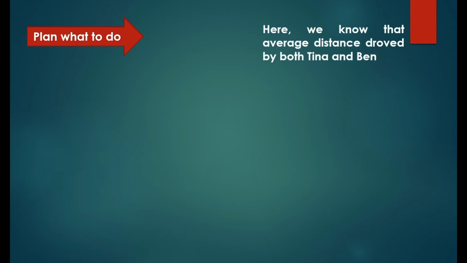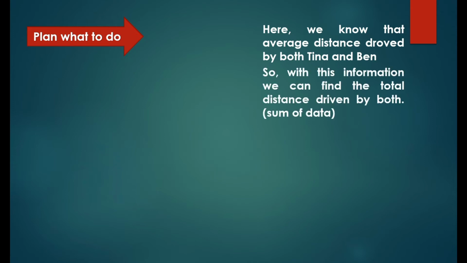So now you can see the second step, the plan. What you have to do here: we know the average distance driven by both Tina and Ben. It is already given in the question. So with this information we can find the total distance driven by both, meaning the sum of data. So we need to draw the bar model. This will help you in solving the question.